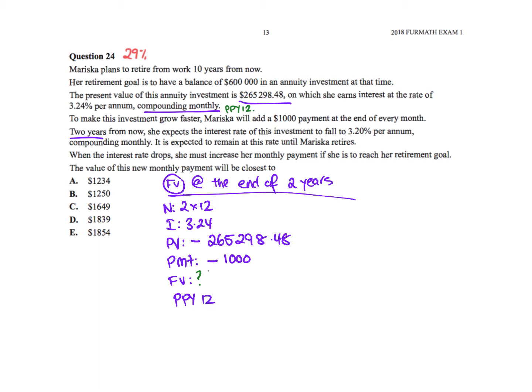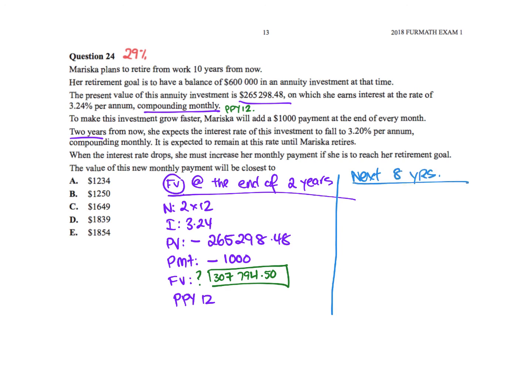So let's go find what the final value is. At the 2 year mark, when the interest rate's going to change, we find out that she has 307,794, and that would round up to 50. Okay, so we're at the end of 2 years, and the interest rate's going to change. She wants to retire in 10 years from now, so this will be the next 8 years.